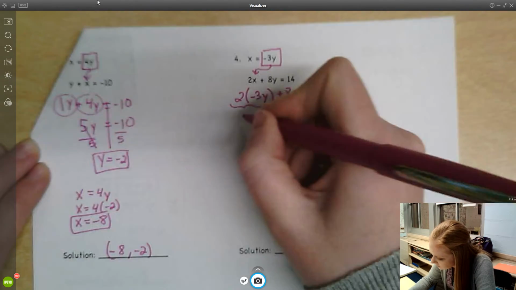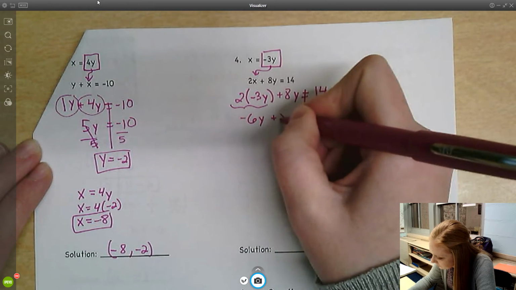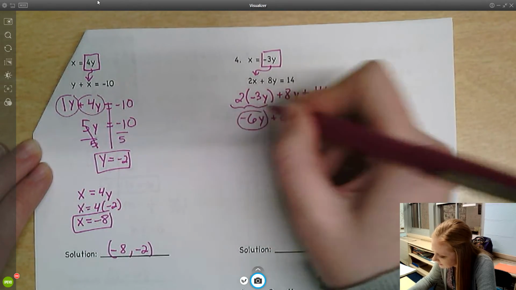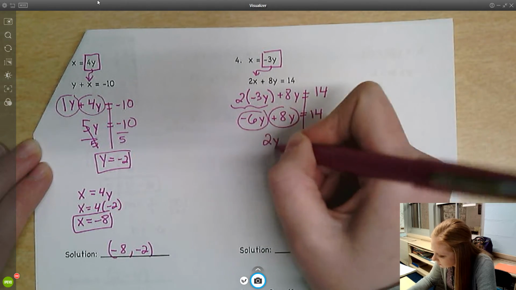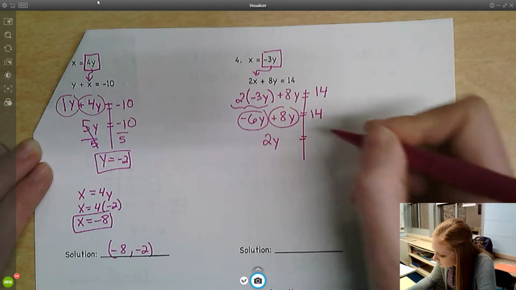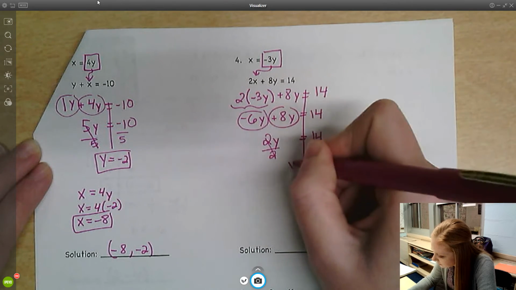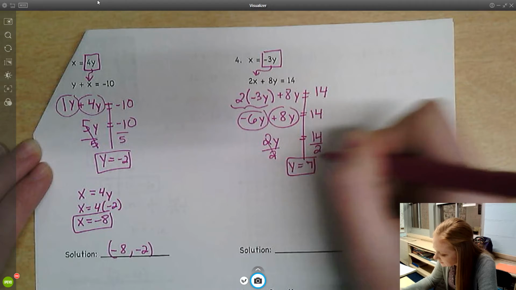We can multiply these two together and get negative 6y. We can combine these like terms. Negative 6 plus 8 is 2, so 2y equals 14. And then we can divide both sides by 2 to figure out that y is 7.